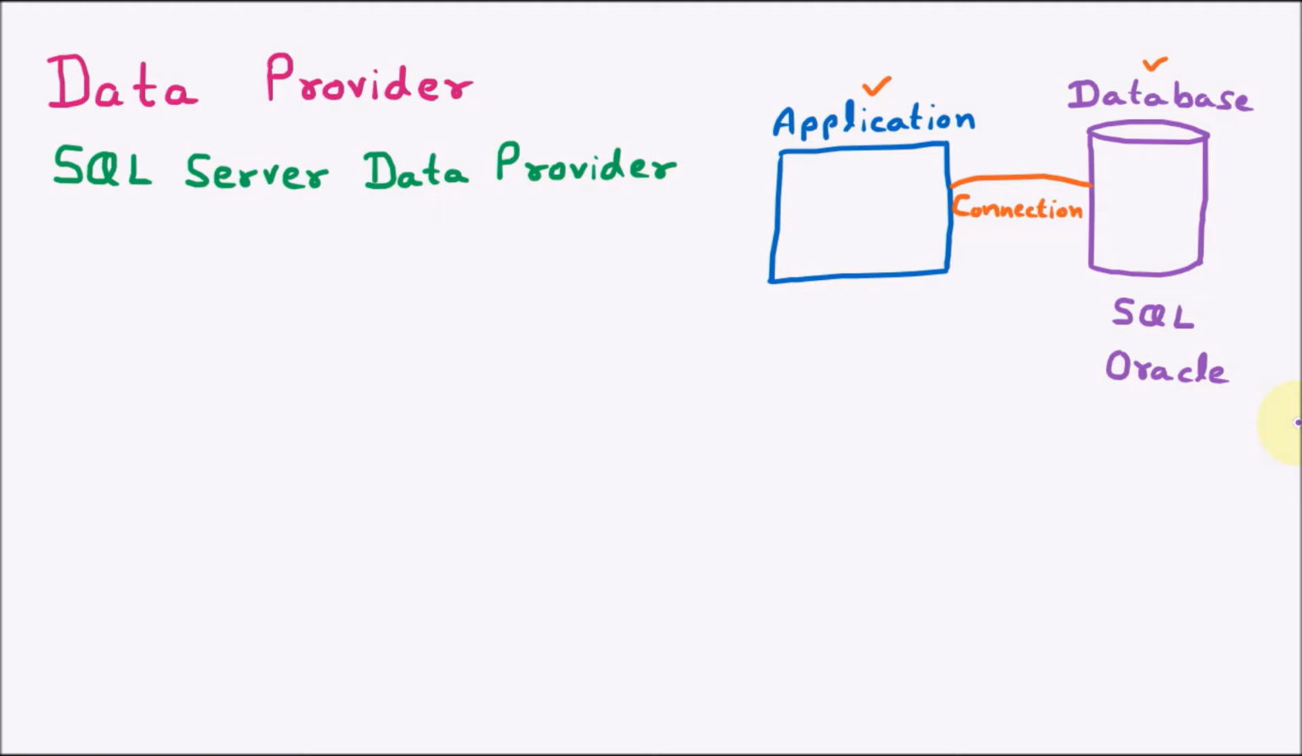So here, first of all, we are learning the first type of data provider, and that is SQL Server Data Provider. So this is our first type of data provider. As the name signifies, SQL Server. So here, if you want to connect SQL Server with our application or the project in the .NET, then we need this SQL Server Data Provider. So we can say that SQL Server Data Provider is used to connect with SQL Server.